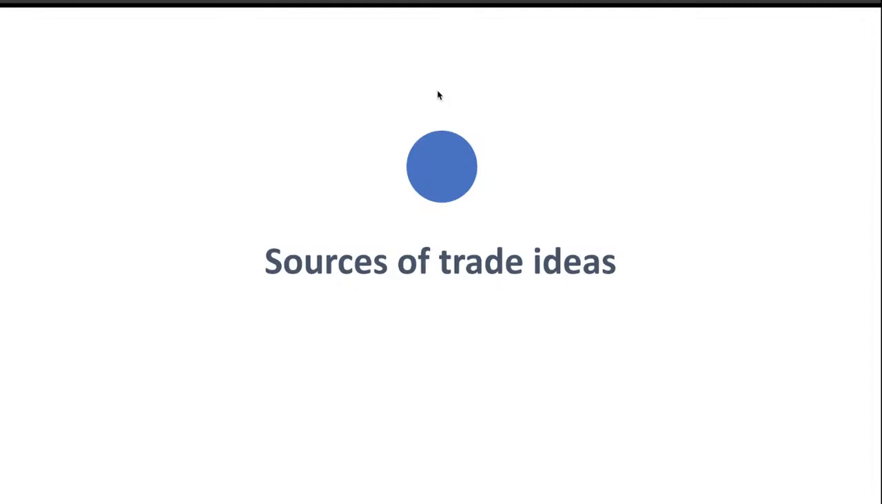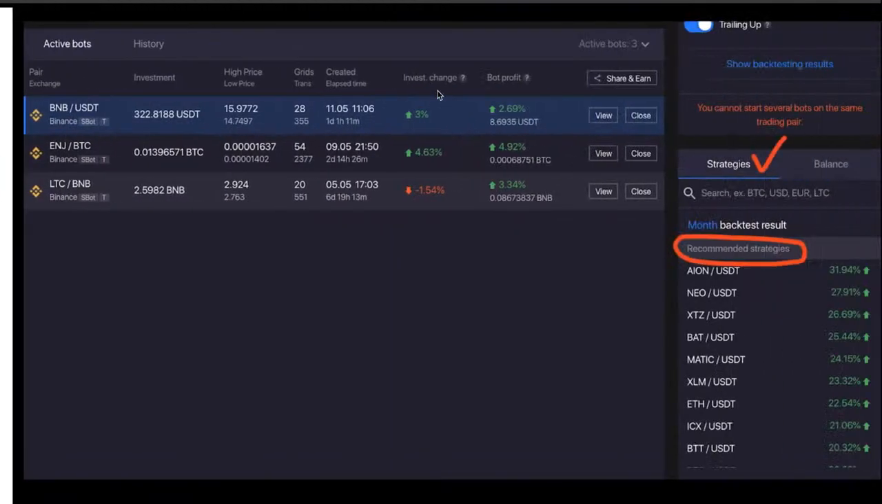So what are the sources of trade ideas? We now understand that we have bots that we can trade on the upside using the trailing up function to follow the price appreciation. So where to find these trade opportunities? How to sort out cryptocurrencies to find the best for current market conditions? So we have a solution here.